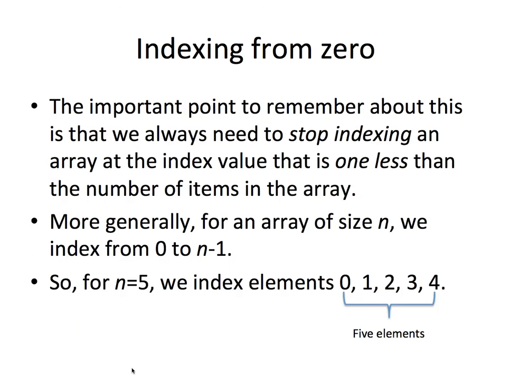So there's an important point here in that if we start indexing at 0, then we need to remember to stop indexing an array at a value that is 1 less than the number of items in the array. So if we have 5 elements, for example, we index them as 0, 1, 2, 3, and 4. If we try to index item 5, then that's essentially a 6th element, which has gone over the boundary of the array. So more generally, for any array of size n, they get the indexes of 0 to n minus 1.